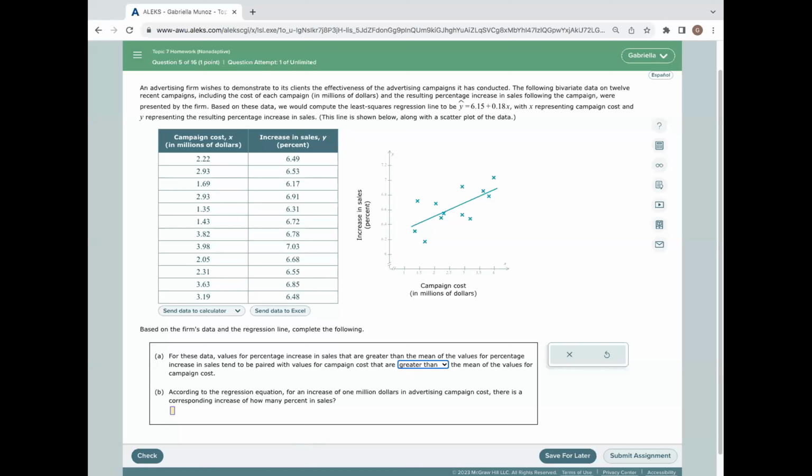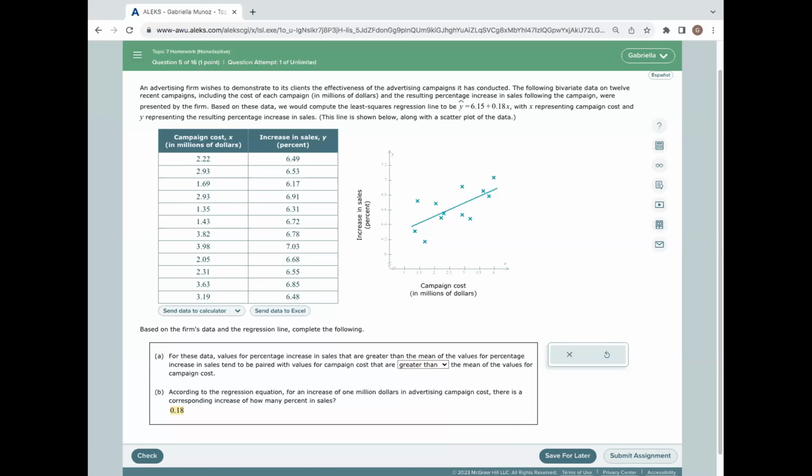According to the regression equation, do you see where it says y equals 6.15 plus 0.18x? That's the regression equation. For an increase of $1 million in advertising campaign costs, there is a blank increase in how many percent in sales? That's the slope, 0.18. Yep.